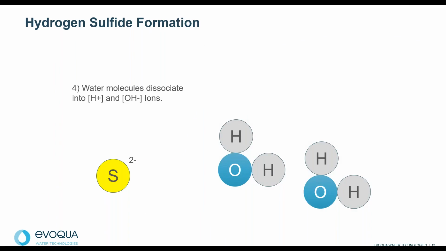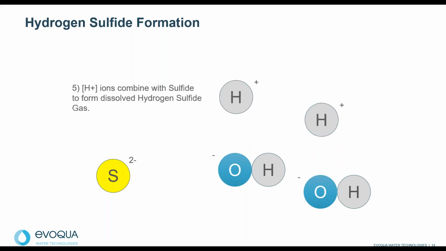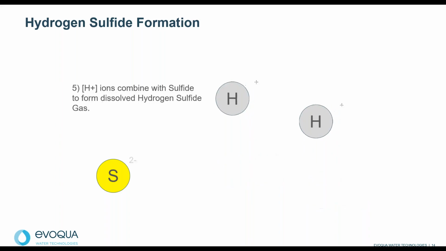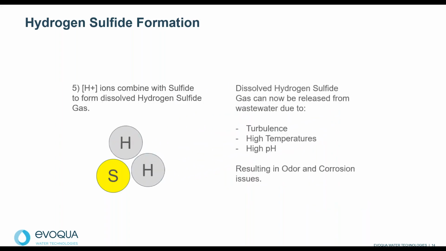Depending on how acidic the wastewater is, free hydrogen ions, the H+, will bind with the sulfide to produce hydrogen sulfide gas. The more acidic the wastewater, the more free hydrogen ions there are to produce hydrogen sulfide. And then lastly, we have the hydrogen sulfide gas that is dissolved in the wastewater and can be released into the atmosphere due to turbulence. If there's a lot of agitation in the wastewater, the gas will strip out and escape from the liquid into air. Second, if the temperature of the wastewater is high, there's a greater tendency for hydrogen sulfide to escape.